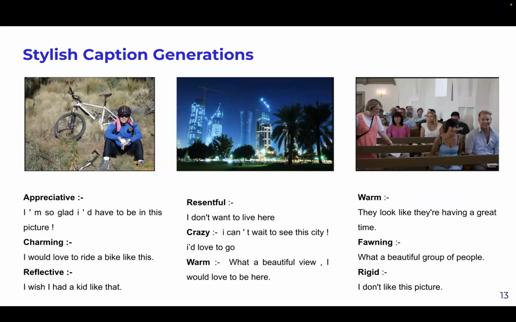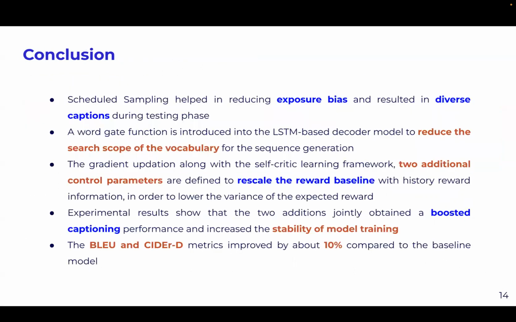And these are some of the captions that were generated for different personality traits for these images. You can maybe just go through some of these. And coming to the conclusion, I guess it basically sums up whatever I have told till now. Yeah, that's it. Any questions?